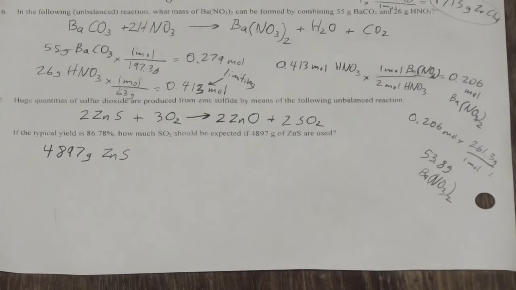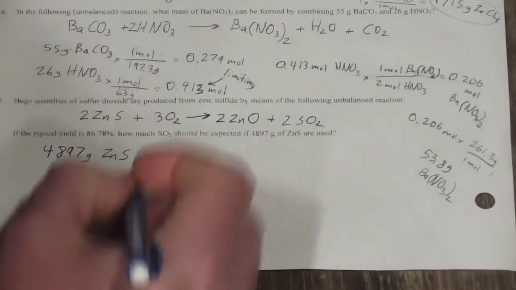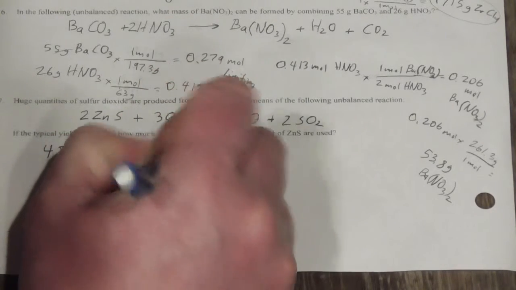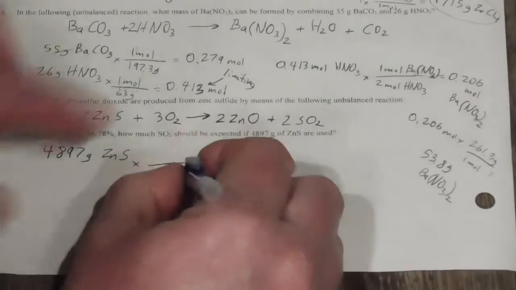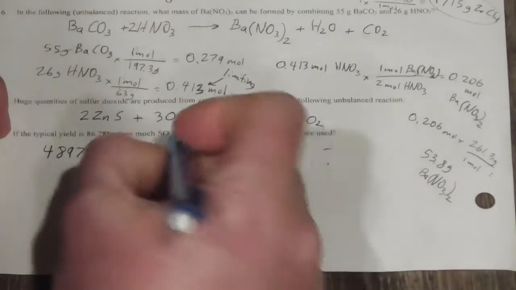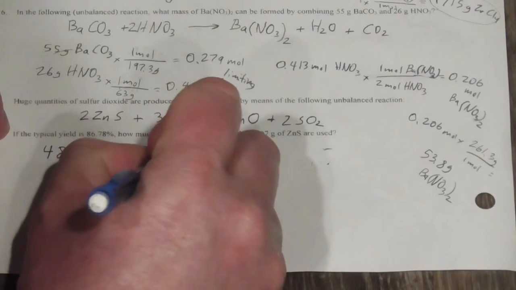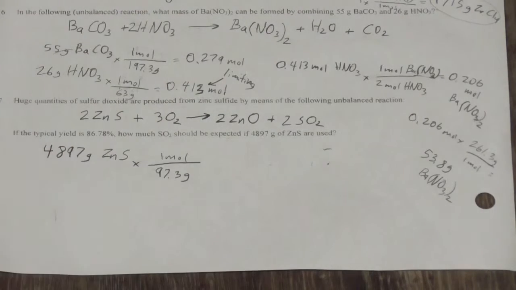I need to go get it again. But going to my periodic table, I have zinc, which is 65.3. So 65.3 plus 32 is 97.3 grams. I could have actually looked at that on the other side. 97.3 grams over 1 mole. My grams cancel out.